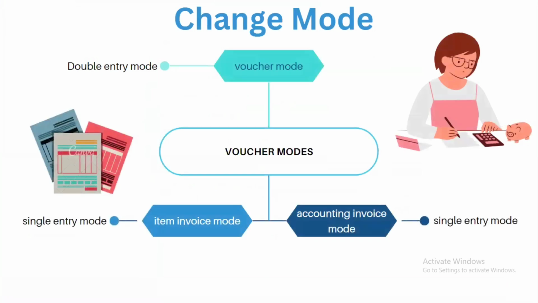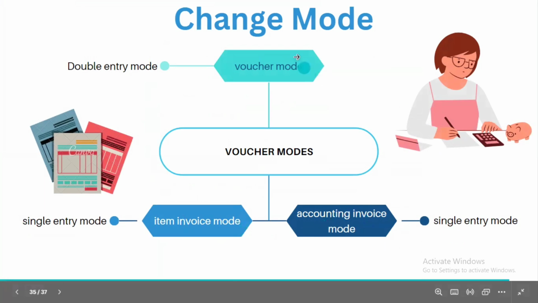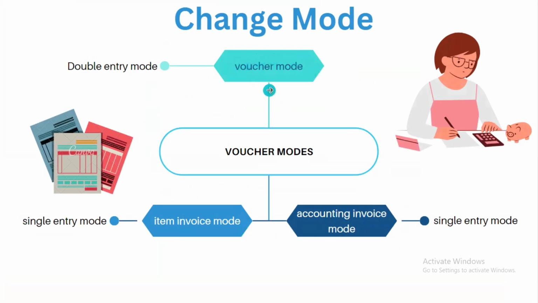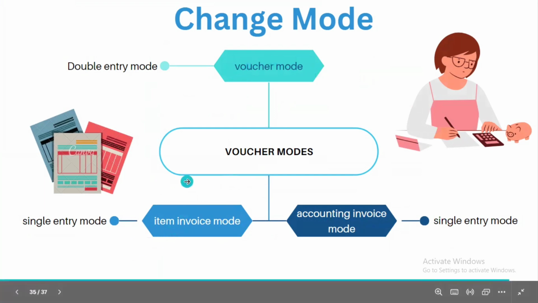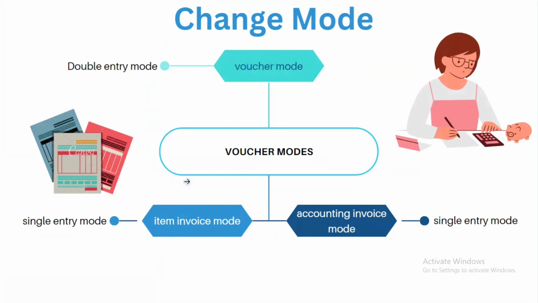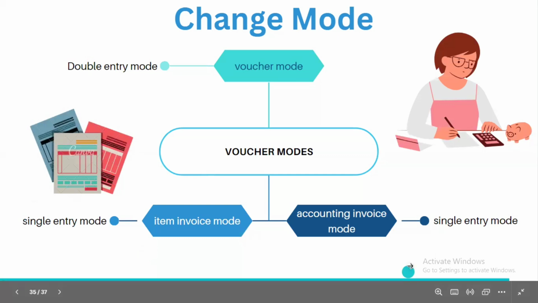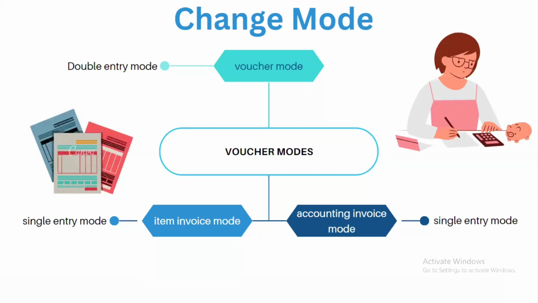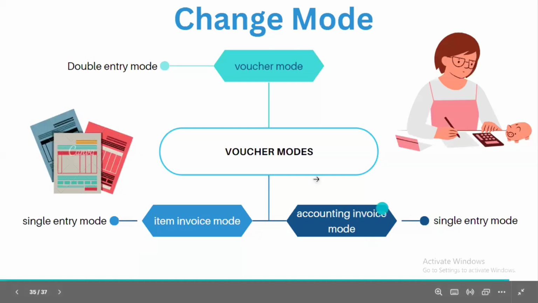Yes, there are other three voucher modes, that is voucher mode, item invoice mode, and accounting invoice mode. This voucher mode is nothing but it follows double entry mode only. And coming to item invoice mode, this mode is used to record inventory details like stock item, quantity, rate, and amount details. And it follows single entry mode only. The accounting invoice mode also follows single entry mode, but this mode allows you to directly select or debit a ledger account while entering a transaction.